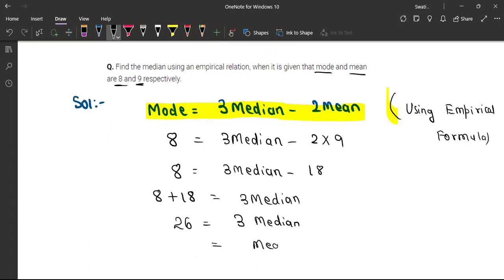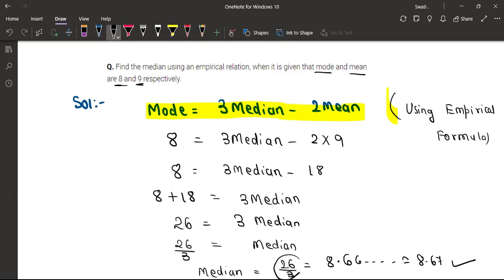So of course we have to find the median, so we have to remove the 3. The 3 is being multiplied here, so if it goes to the other side it will be divided. So what is the value of median you have got? 26 by 3. If you convert this into decimal, the answer will be 3 times 8 is 24, so it's 8.667, right? So it's 8.66666, so you can also write it as 8.67, and if you want you can keep the answer here also, like you can leave the answer at that point. Clear, Manya? Yes.